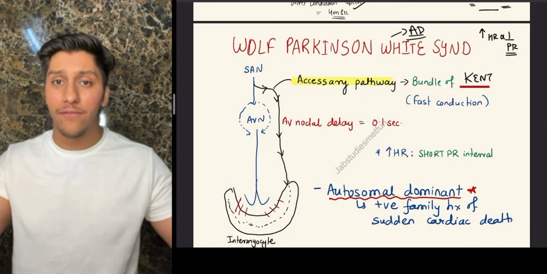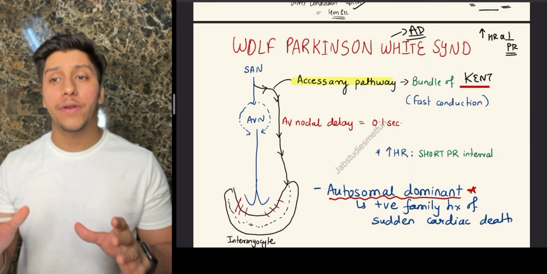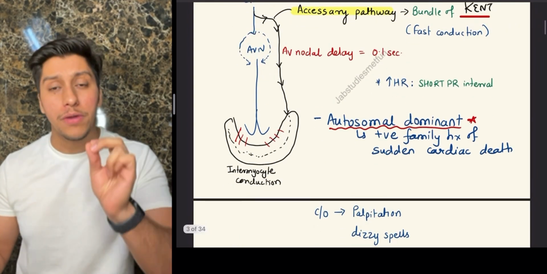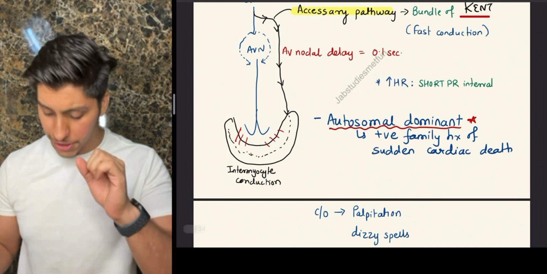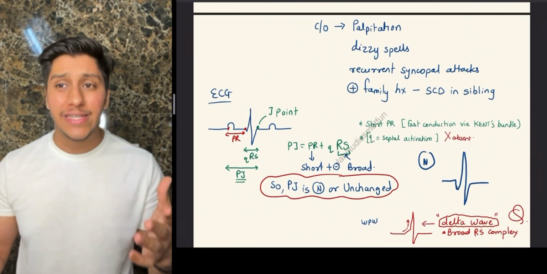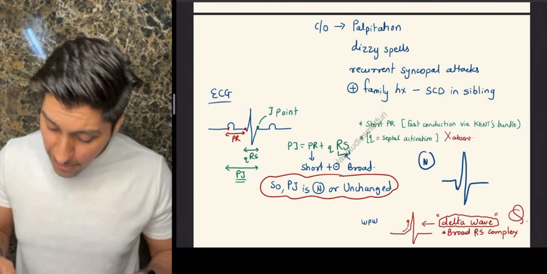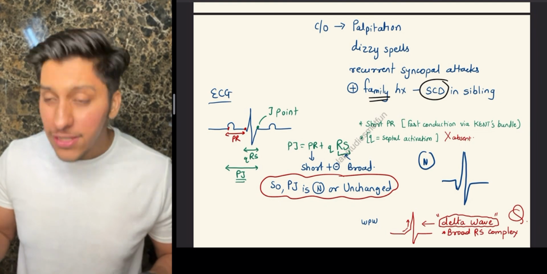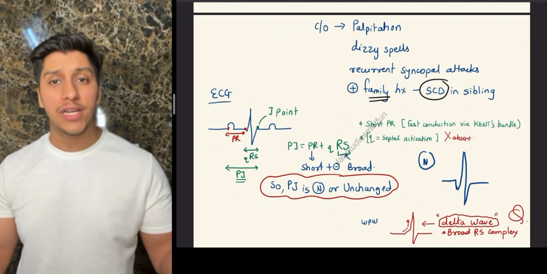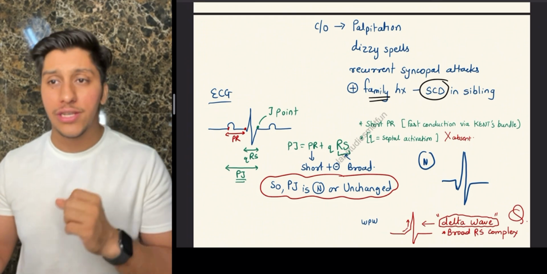Okay, so maybe they'll have a history in the family of sudden cardiac death. So that will be a proper history, and you have to be careful and make sure that you see it in the question. Okay, so clinical features like palpitations, dizziness, recurrent syncopal attacks. This you also had seen in PSVT, but the main thing is family history. Sudden cardiac death, maybe an elder brother who passed away all of a sudden because of sudden cardiac death, that will be a prominent history you need to find.